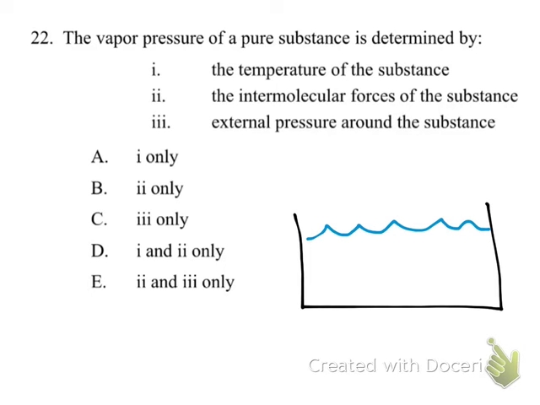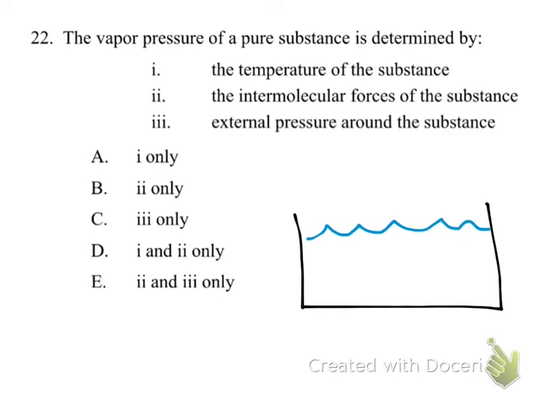So vapor pressure, again, is the pressure that's exerted from when you have a liquid and there's molecules of gas that are escaping from that liquid. It's the pressure measured once we reach an equilibrium. So which of these determine the vapor pressure?